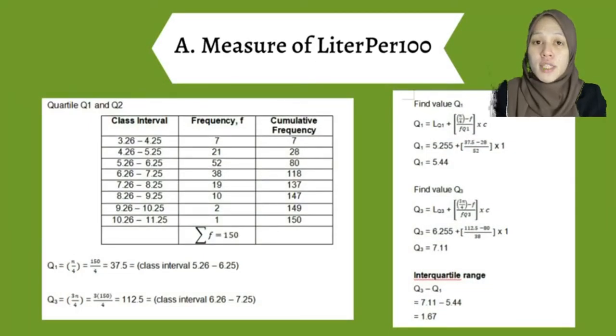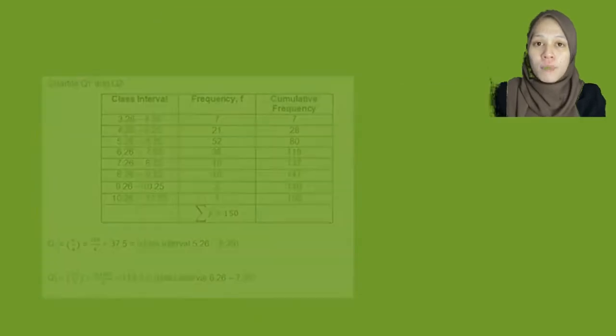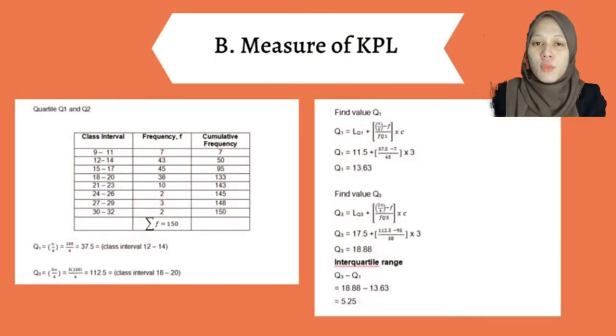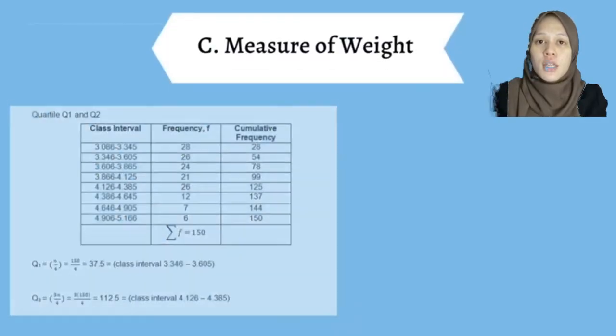For liter per 100, the quartile 1 we got is 5.44 and the quartile 3 we got is 7.11. And the formula for interquartile range is quartile 3 minus quartile 1. The answer for liter per 100 is 1.67. The next is KPL. The quartile 1 we got 13.63 and quartile 3 is 18.88 and the answer of interquartile range is 5.25.